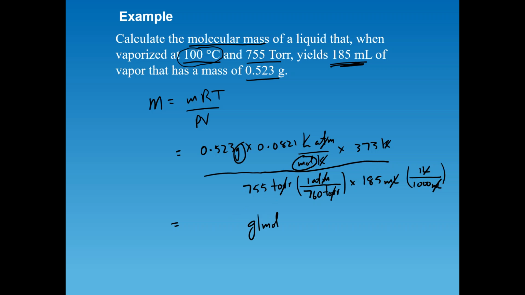So now we have to do the number crunching. 0.523 times 0.0821 times 373. And then we divide that by 755, which would be divided by 760. And then divide by 0.185. So according to my calculations, this works out to be equal to, let me do this down here.